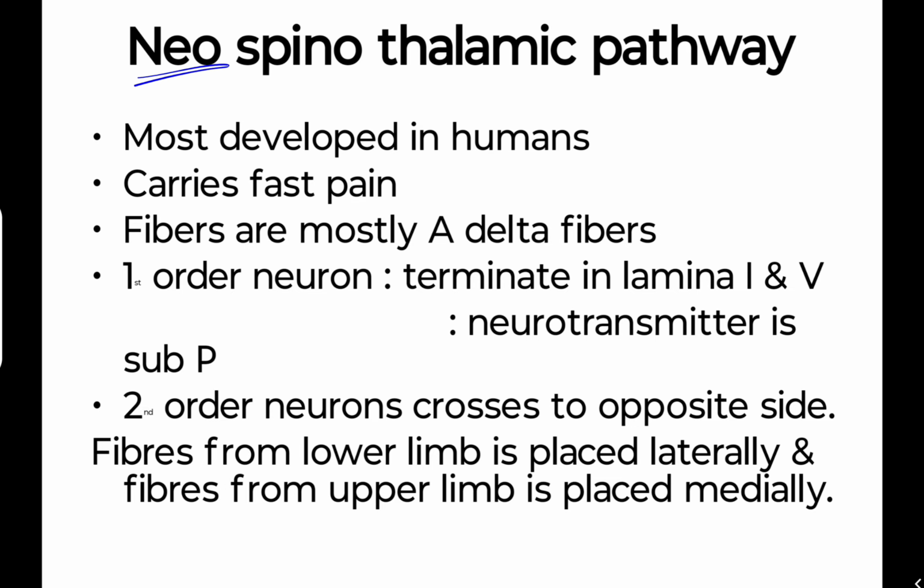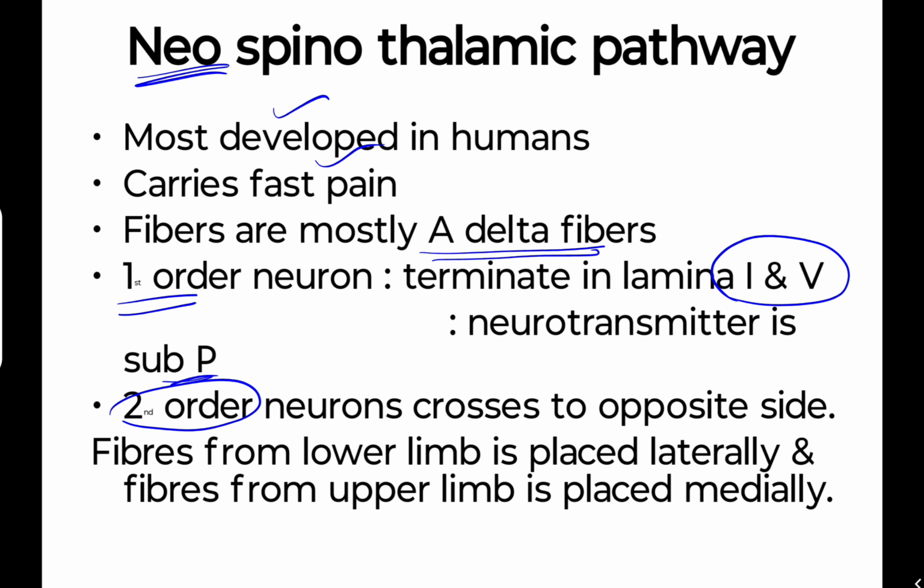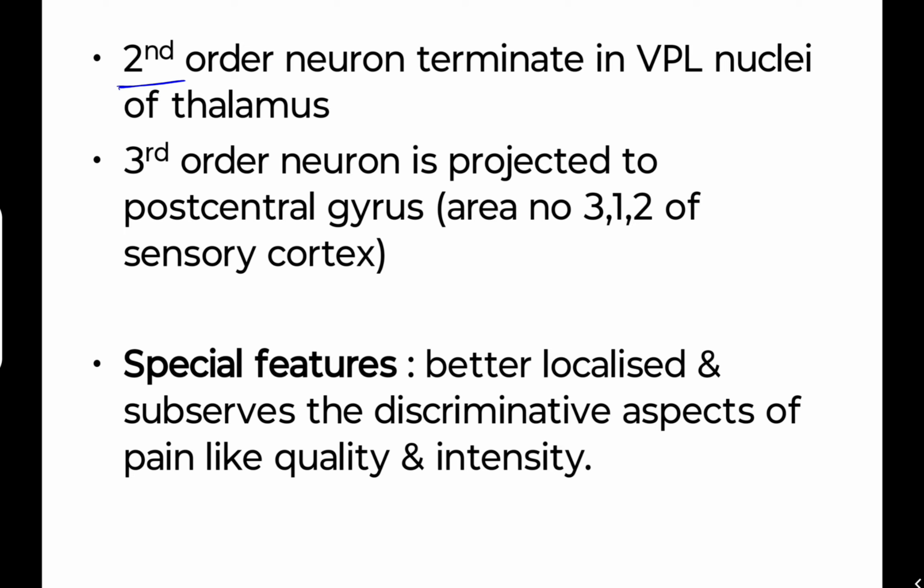Next we'll move on to the neo-spinothalamic pathway, and this is the most developed one. It carries fast pain. Fibers are mostly A delta fibers. The first order neuron terminates in lamina 1 and 5, as I already mentioned, and the neurotransmitter released is substance P. The second order neuron, as I was mentioning earlier, crosses to the opposite side. Second order neurons terminate in the VPL nuclei, and from here it specifically goes to cortex area number 3, 1, 2. The third order neurons will go to area 3, 1, 2. So the difference between a paleo and a neo-spinothalamic pathway is that this is better localized, because it runs up very clearly.